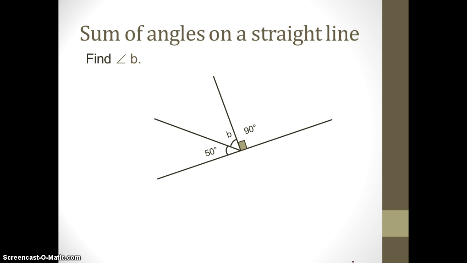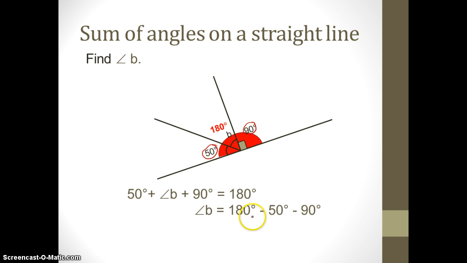Let's find the value for angle B. We know that angles on a straight line is 180. Therefore, angle B is 180 minus 50 minus 90. So angle B is 180 minus 50 minus 90, which is 40 degrees.